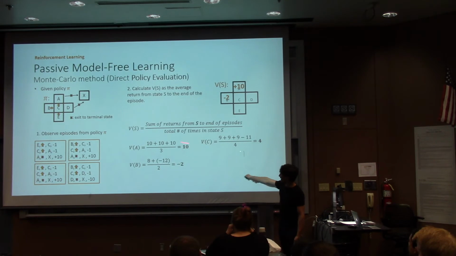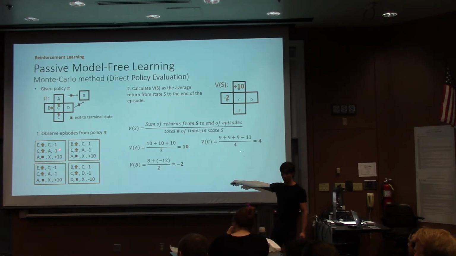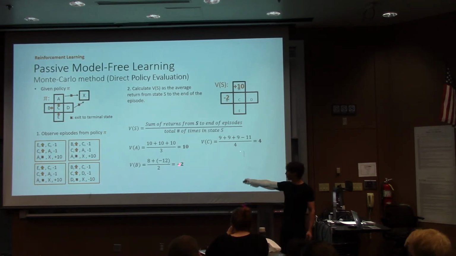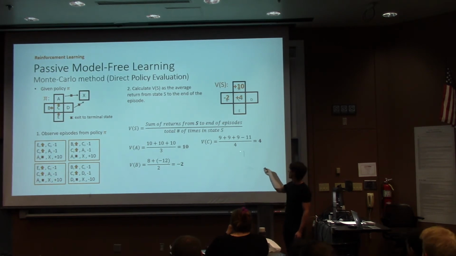And I guess let's take a look at C here. Notice we see C 4 times, but C starts in the middle of the transitions, which means that the first return for the value of C in this sample is going to be -1 plus 10. Not -1 plus -1 plus 10, -1 plus 10, because we started at C. So you do the same thing for each of the episodes, and you get the values for each of them.